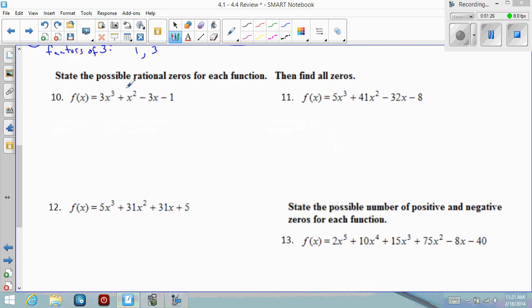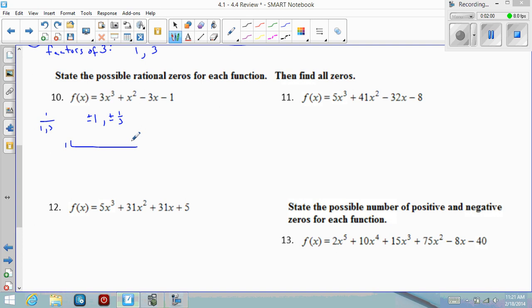For number 10, I'm going to also need to do the possible rational zeros. I'm not going to go in as detailed as I did for number 9, but I have 1, and my factors of 3 are 1 and 3. So I get positive and negative 1 and positive and negative 1/3. So these numbers are what I'm going to choose from to do my synthetic division to see what numbers work to be zeros. So if I put in 1, I always start with positive 1.